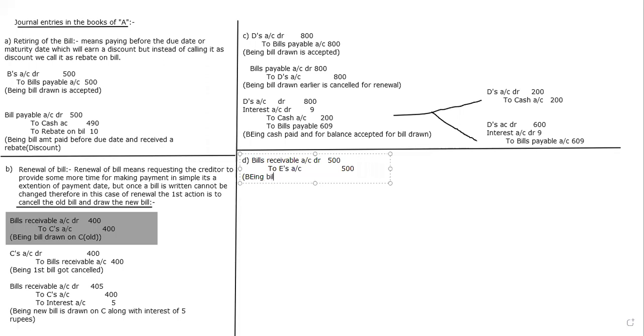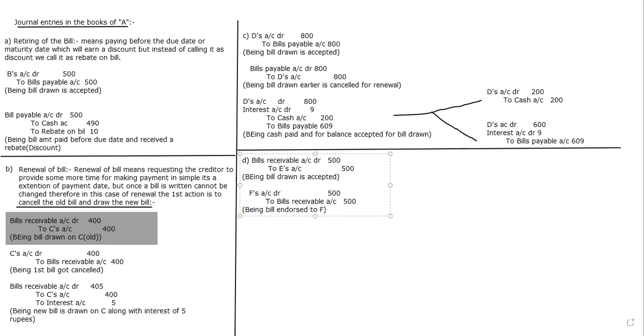So being bill drawn is accepted. Later, what happened? He endorsed to some other fellow. Who? F. So the transaction becomes F's account debit to, I'm giving what? My bill. So my bills receivable, I'm handing over to F, which is 500. So what are we going to write? Being bill endorsed to F.